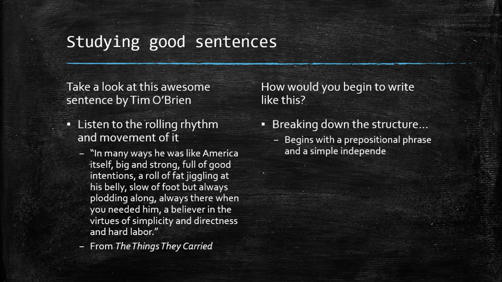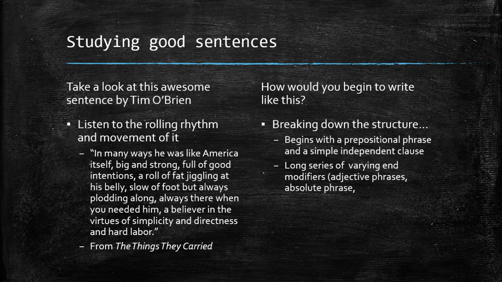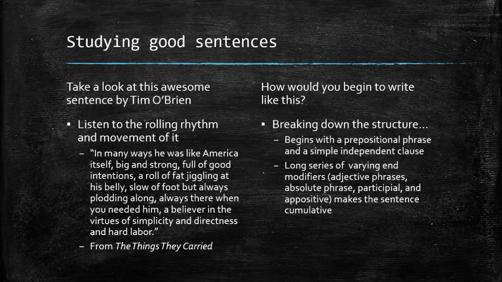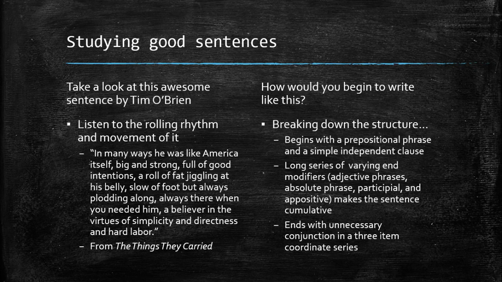Once we've learned a lot of the parts of speech and a lot of the more sophisticated grammatical concepts that we're going to learn, we can see that this sentence begins with a prepositional phrase and a simple independent clause. He then has this long series of varying end modifiers, adjective phrases, an absolute phrase thrown in there. There's a participial, and finally an appositive phrase is the final end modifier. And it makes this sentence really cumulative, which, as we'll learn in a later lesson, is the modern style. And it also ends with unnecessary conjunctions in a 3-item coordinate series, something we call polysyndeton in rhetoric.